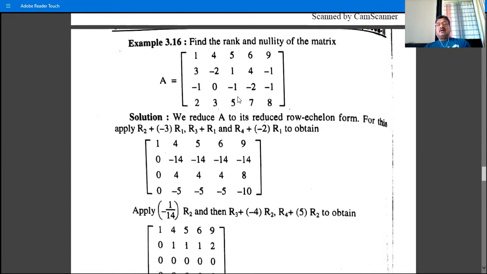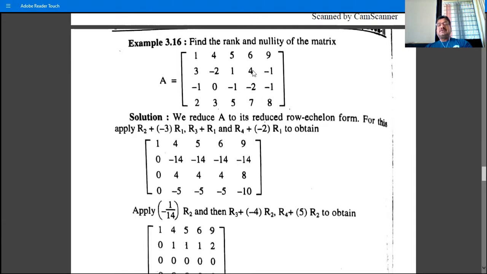If you find the rank, then in order to find nullity, we can also use the rank nullity theorem. That is, suppose the rank of the matrix is 2, then we write the rank of A plus nullity of A is equal to number of columns in this matrix. By using this theorem, we can also find the nullity of the matrix. That is, in order to find rank and nullity, we find rank and then use the theorem, or separately we find rank and separately we find nullity. So we will solve this example in different methods.